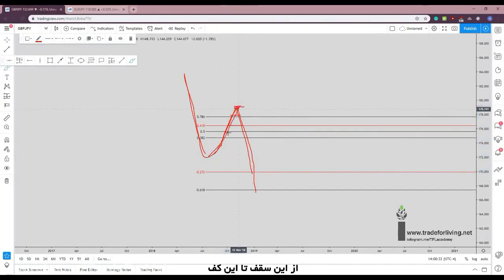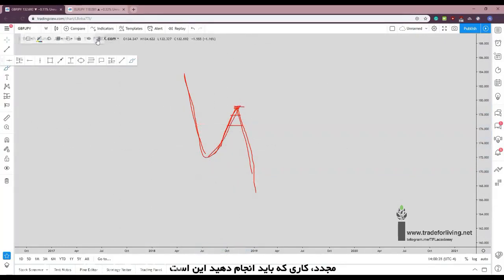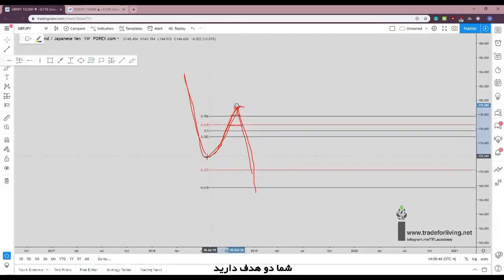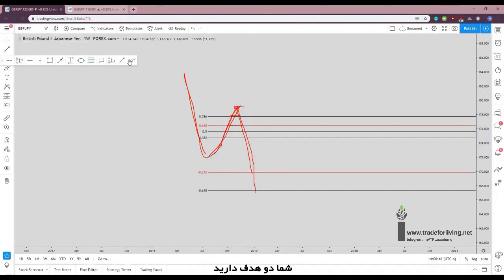So basically, from this high to this low. Now, what you're supposed to do, again, if you want information on this impulse, you need to take your Fibonacci from the high to the low. So from this high to the low. And you will have two targets.